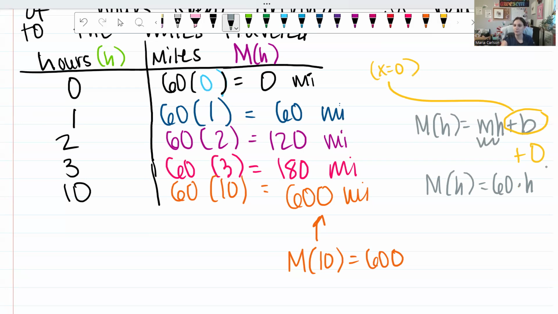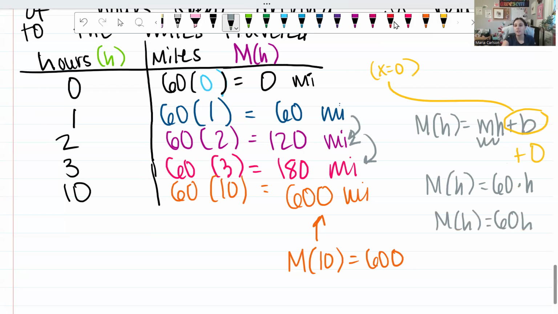You just take the number of hours you've driven, you multiply it times 60. That is our slope here. Our slope is 60 because we're adding 60 each hour we drive. So M of H is equal to 60H.